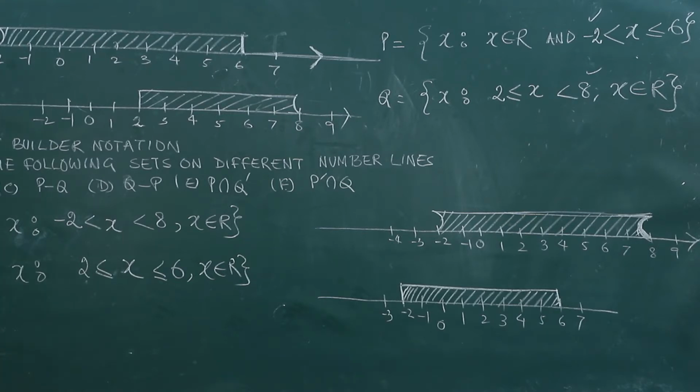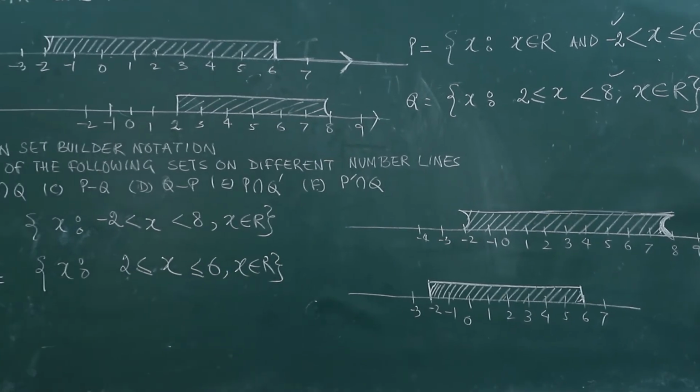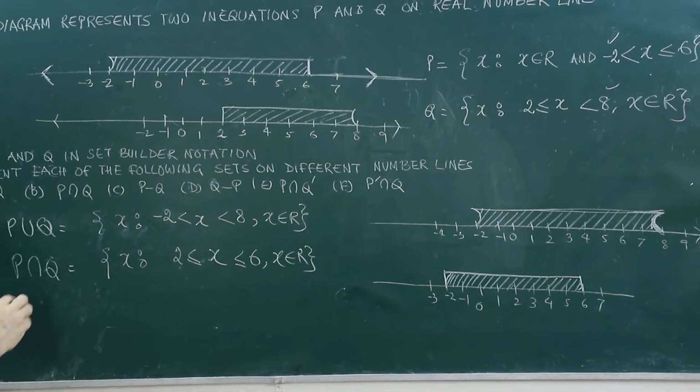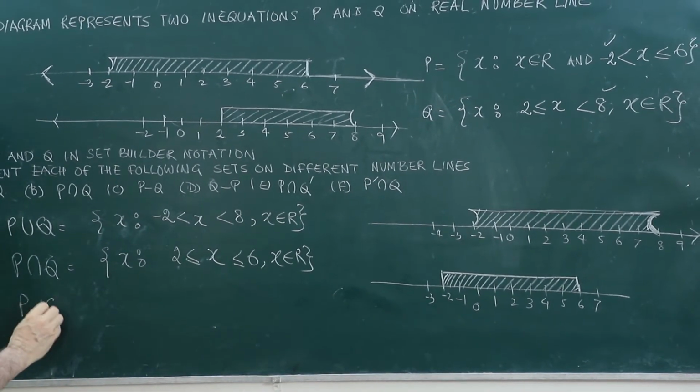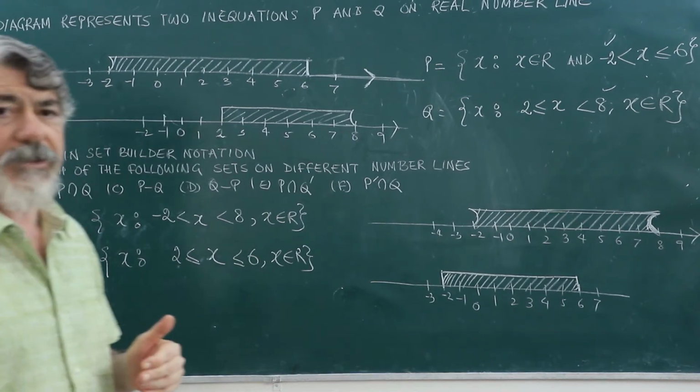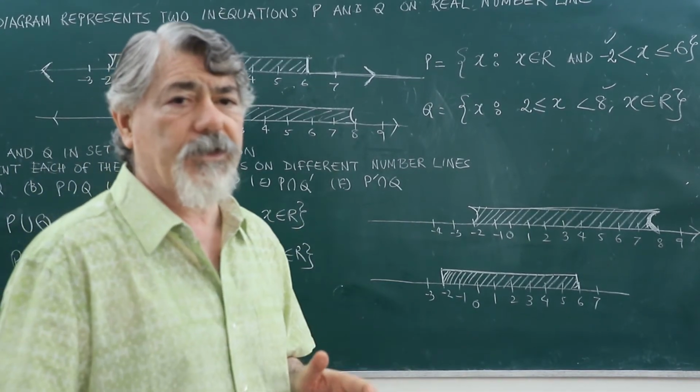Let me see the C part of this. C part is P minus Q. You must have read this in junior classes. The difference of two sets, union of two sets. These are basic operations on sets.